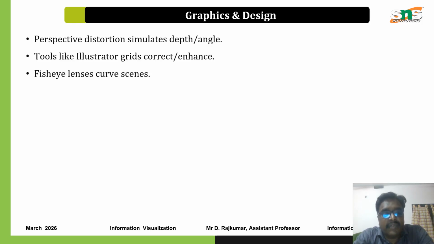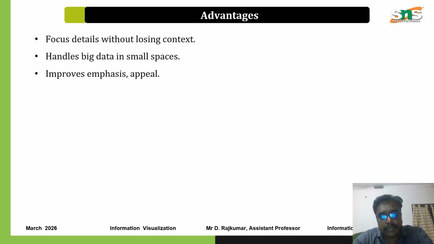Next is graphics and design. Perspective distortion stimulates the depth or angle of visualization. Tools like Illustrator, which are mainly based on grids, are used either to correct or enhance the graphic or the design. Fisheye lenses are especially used in curved scenes.